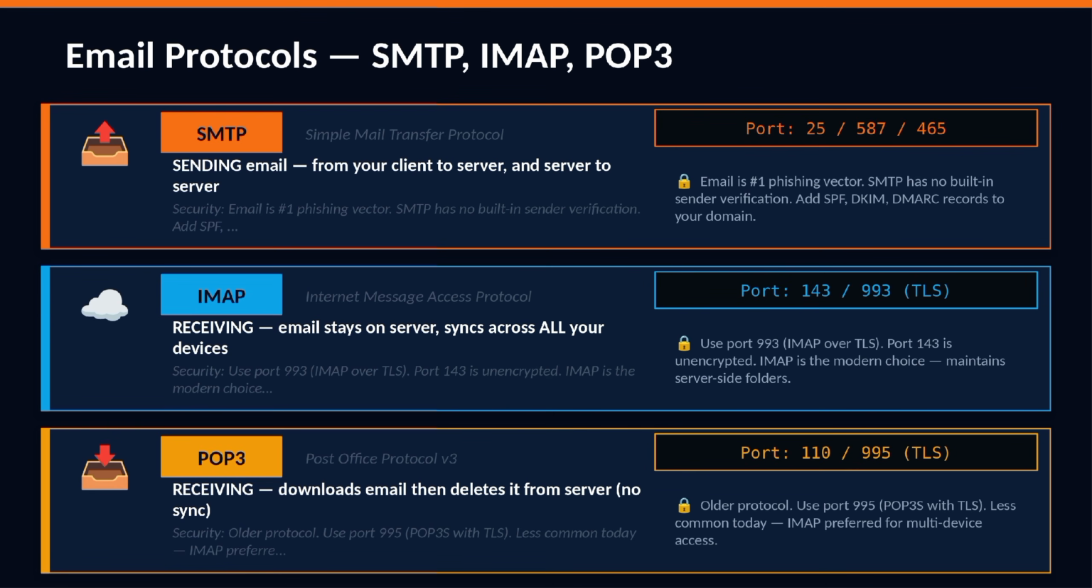Cybersecurity relevance. Email is the number one attack vector in the world. Phishing attacks rely heavily on these protocols. And here's the issue. SMTP was designed in a time when the internet was more trusting. It has very little built-in security. That's why we now use protections like SPF, DKIM, DMARC. These help verify that an email is actually coming from who it claims to be. Understanding this is critical in investigating phishing attacks.